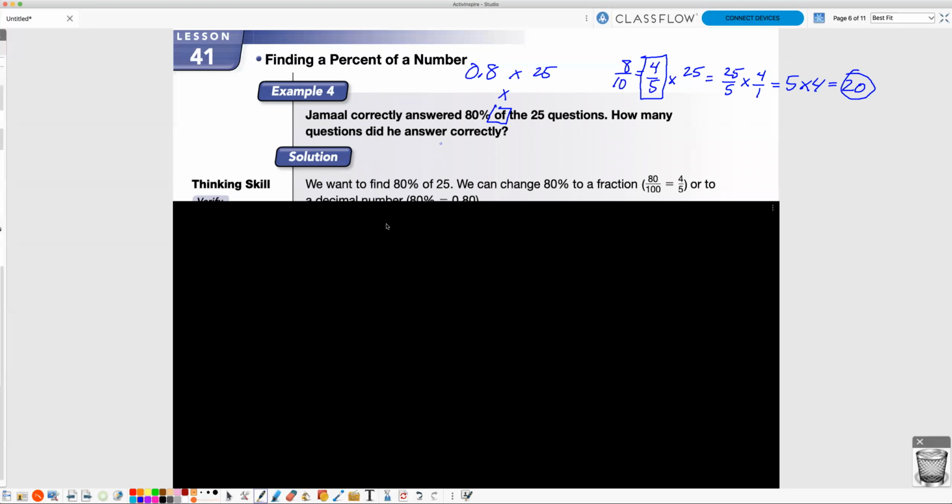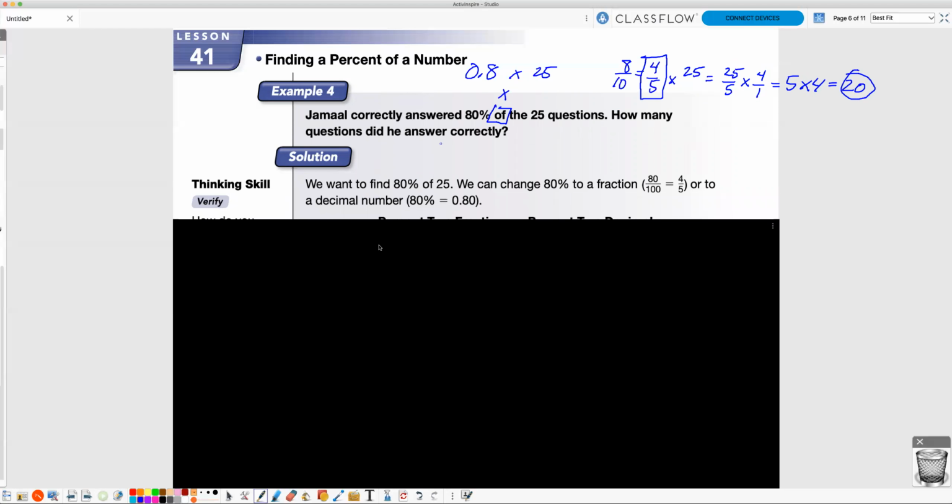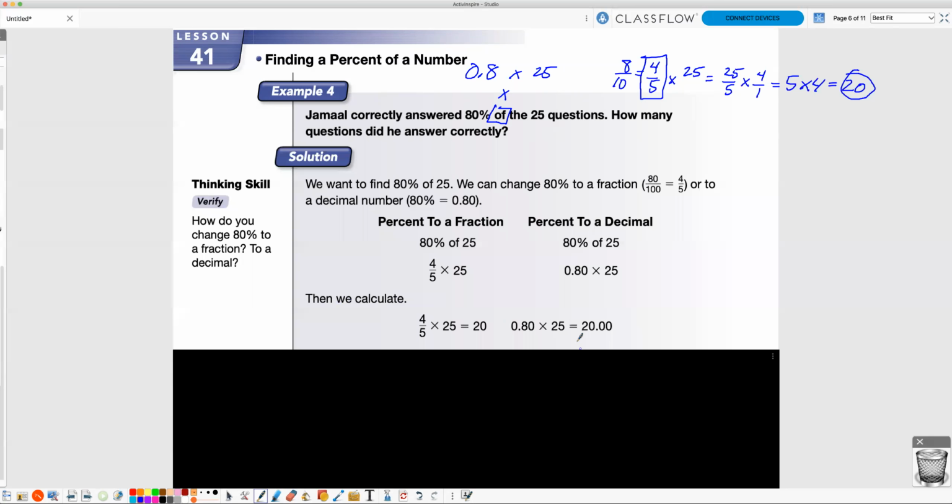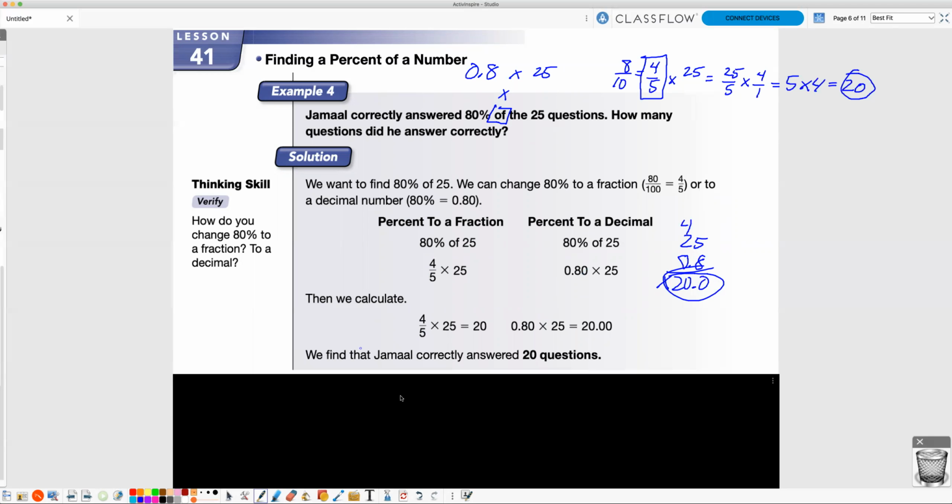So we want to find 80% of 25. You can change it to a fraction form or a decimal form. So there they are in both, and you can calculate those however you wish. If you find the fraction format easier, go with it. If you like the decimal format, recognize that you just have to do this, 80% times 25. I'd probably just put 25 up here actually. And then I'd get 40. This would be 16, that'd be 20, and then I'd move the decimal over, and the answer would be 20. So either way, it's pretty easy. We can find that Jamal answered 20 questions correctly.